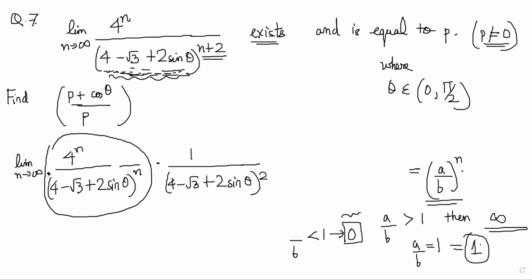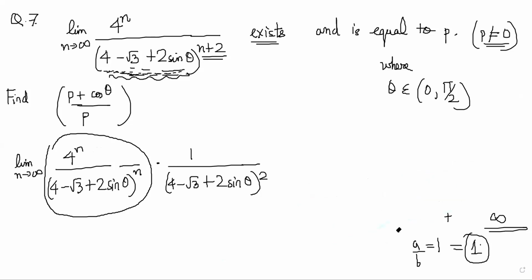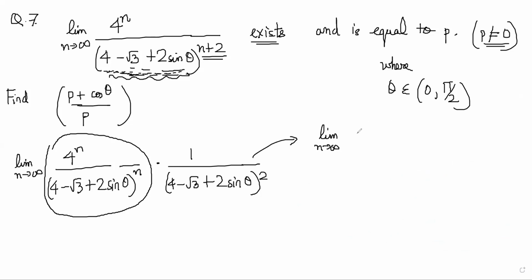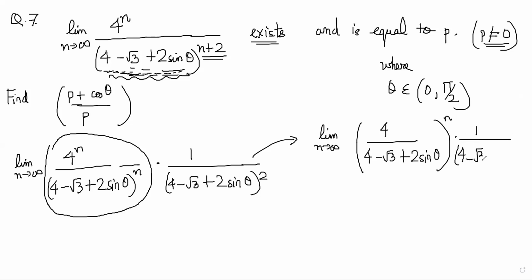So anyway, you have to think about the a by b part. Right now I'll just continue from what I've written. Otherwise you can do n plus 2 on top, and you have to multiply by 1 by 16. That is also the same thing. So limit n tends to infinity, you have 4 by 4 minus root 3 plus 2 sine theta whole power n, divided by 4 minus root 3 plus 2 sine theta whole square.